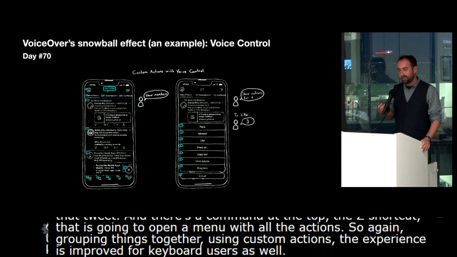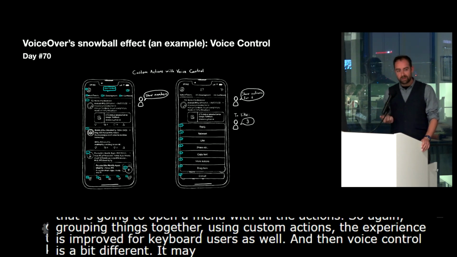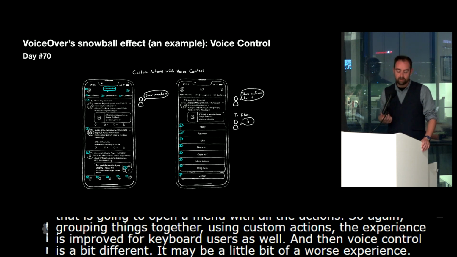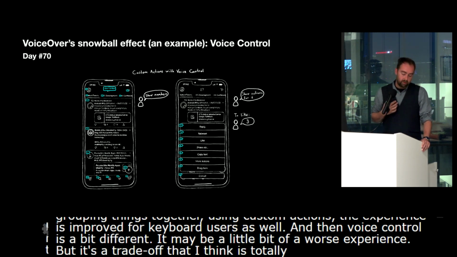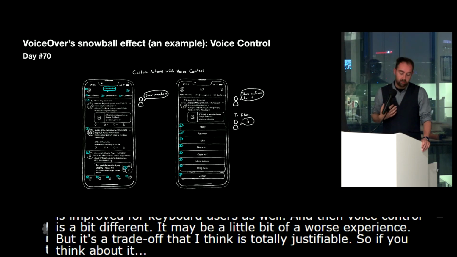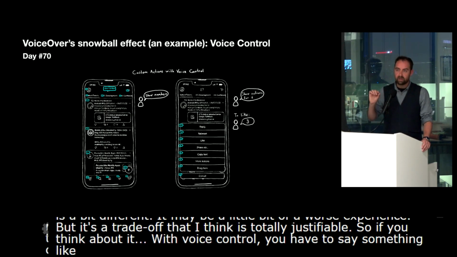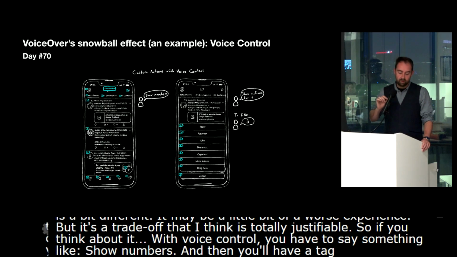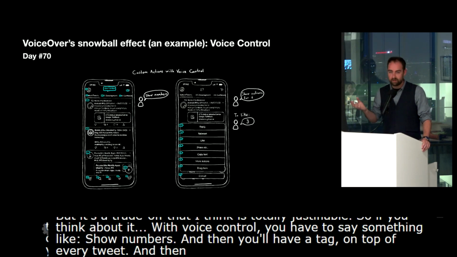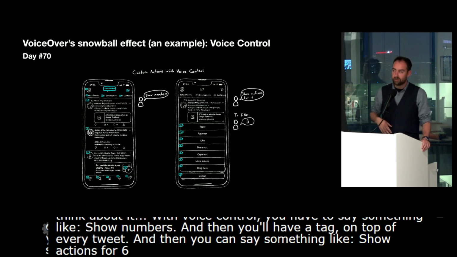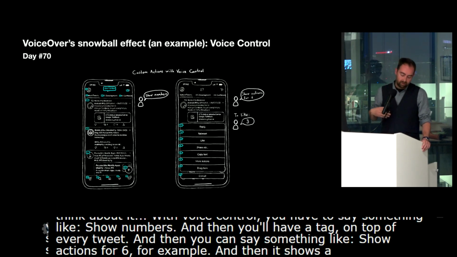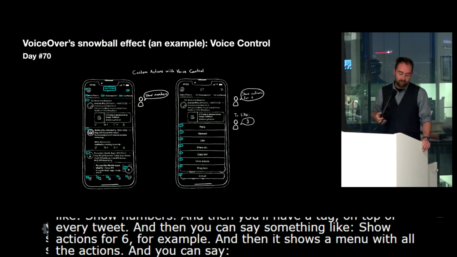And then Voice Control is a bit different. It may be a little bit of a worse experience, but it's a trade-off that I think is totally justifiable. If you think about it, with Voice Control, you have to say something like "show numbers," and then you'll have a tag on top of every tweet. Then you can say something like "show actions for 6," for example, and it shows a menu with all the actions, and you can say "3." In the example on the screen, it will like that tweet.